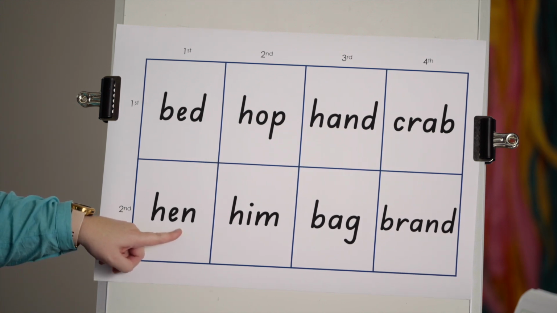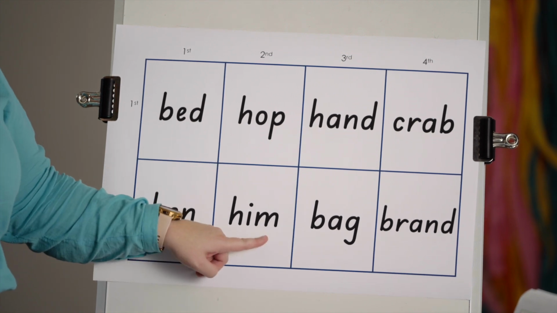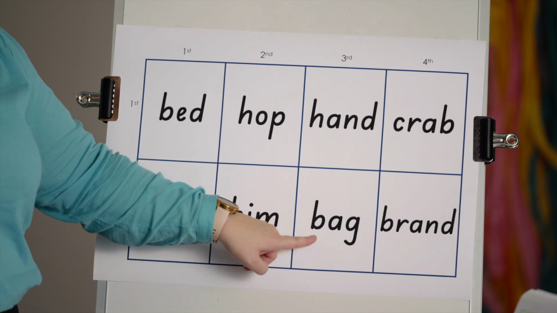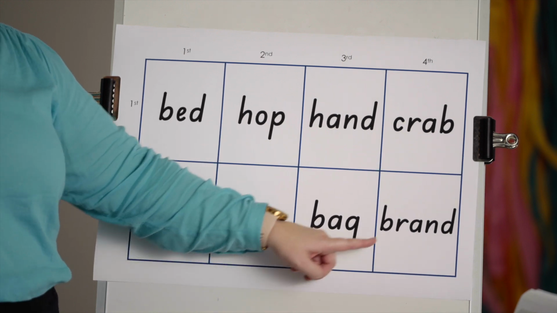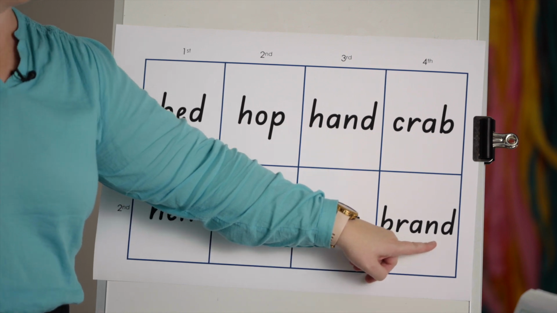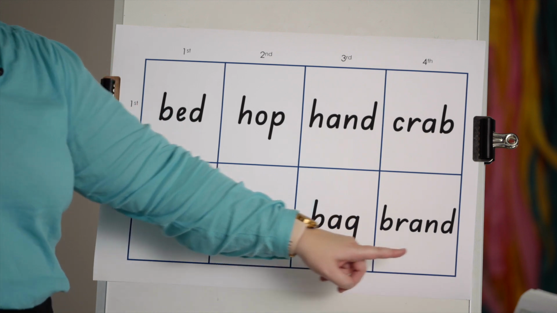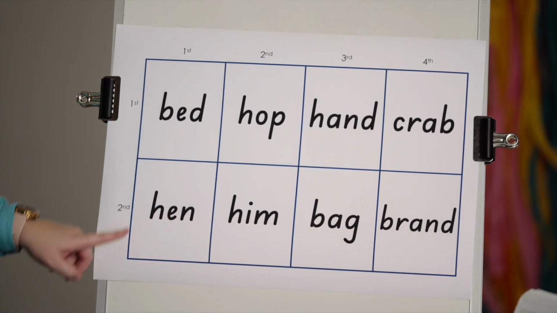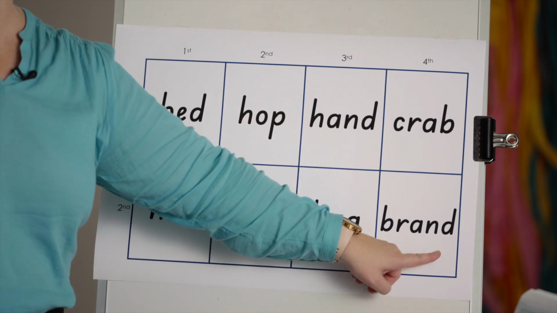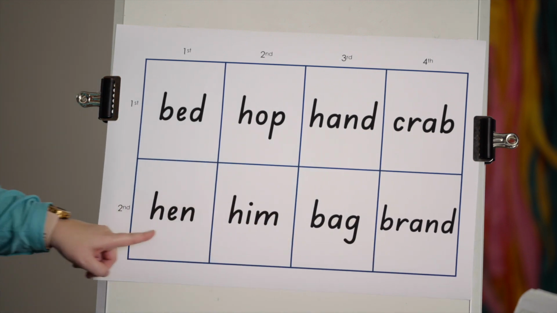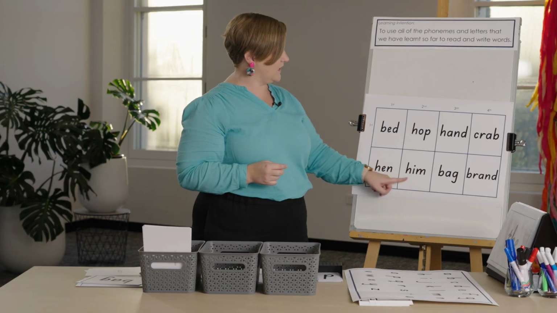Hen. What word? Hen. Him. What word? Him. Bag. What word? Bag. Brand. What word? Brand. Let's read those from the beginning as whole words. Hen, him, bag, brand. Again, a bit faster this time. Hen, him, bag, brand. One more time. Hen, him, bag, brand.